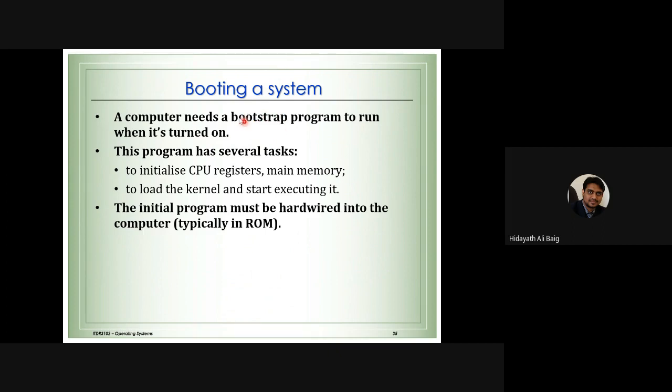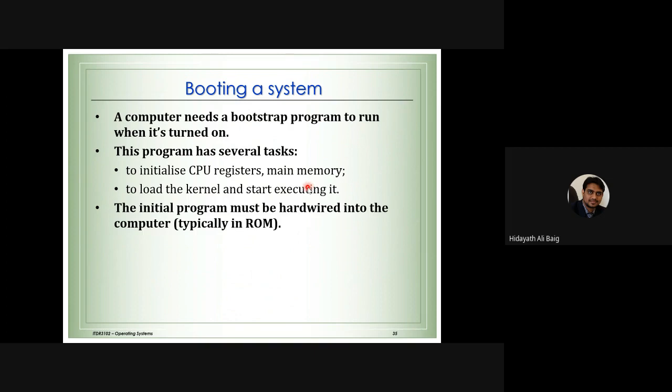This small bootstrap program initializes the CPU registers, which means it activates them so that the CPU can store data in them, and the CPU also needs memory to execute, so it initializes the main memory. After that, our main operating system will be loaded and it will start execution. To load the kernel, which we discussed in our initial lectures, we need to start that particular kernel program. So the initial bootstrap program should be in the computer.